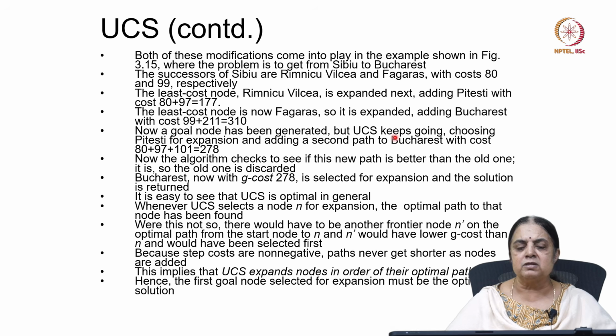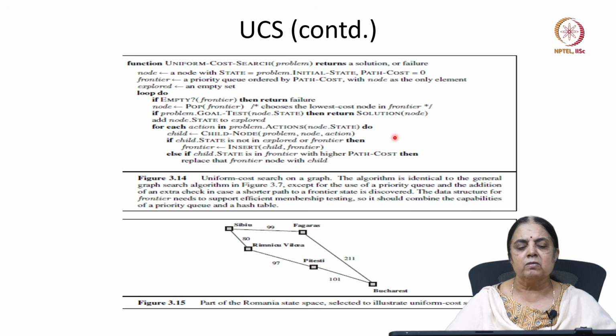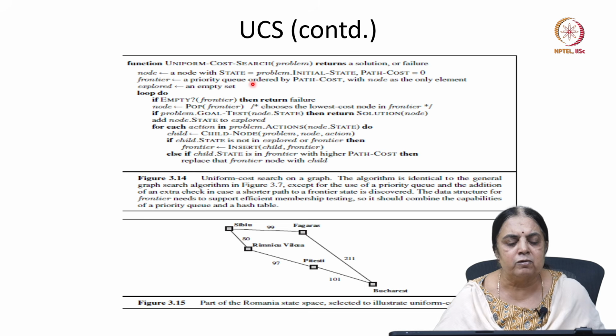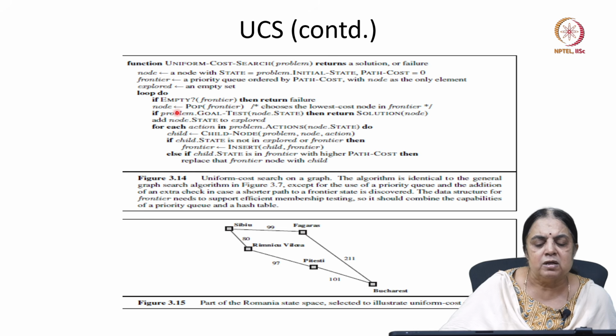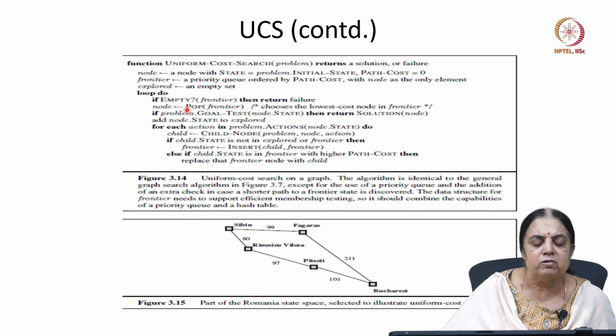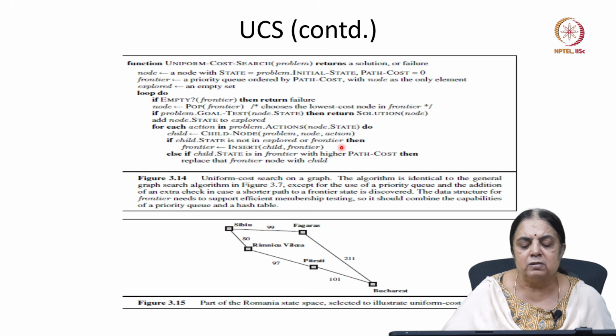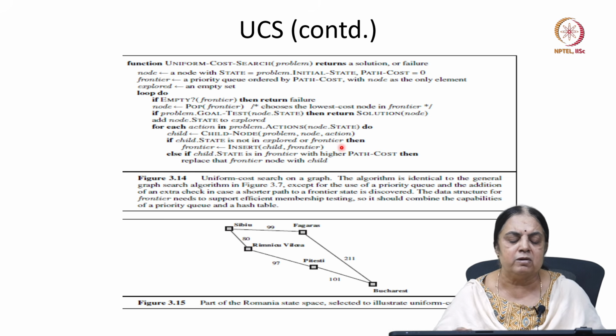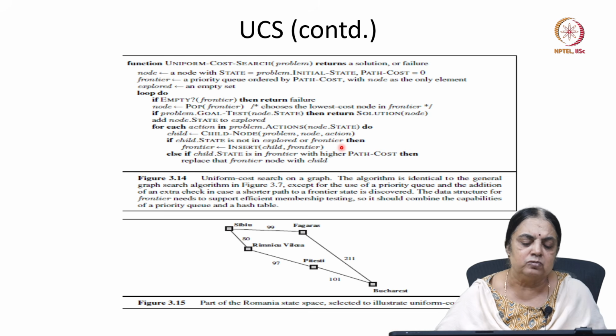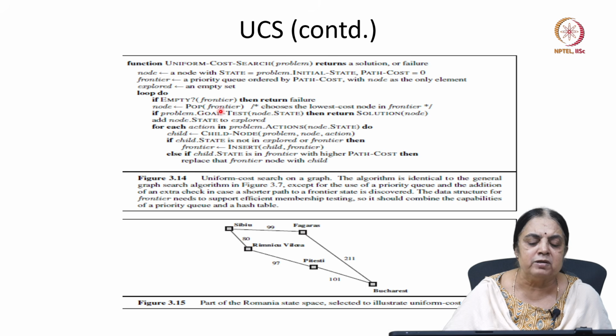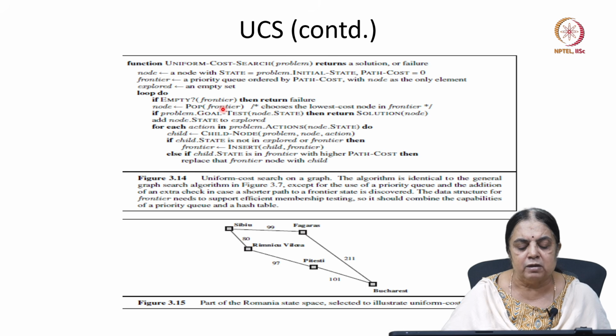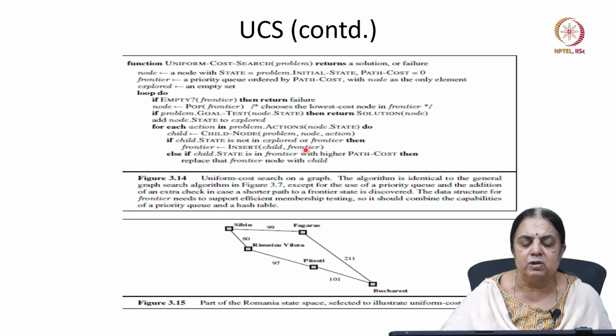So let us look at this algorithm. Yeah, so this is the algorithm for the uniform cost strategy. You have a priority queue over here to draw out the node, and when you expand the node, you need to calculate the path cost, and according to the path cost you have to add it into the priority queue, and you expand the one with the lowest path cost at every point in time.